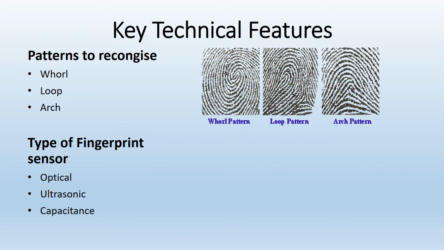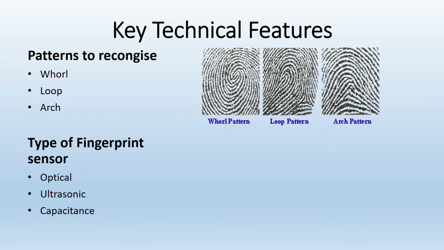Here is the key technical feature. The fingerprint algorithm uses the patterns of the fingerprint to recognize the fingerprints between you and I. There are three kinds of patterns: whorl, loop, and arch.